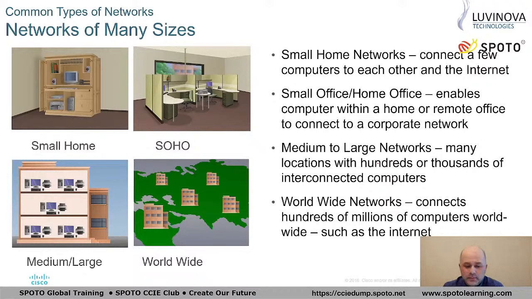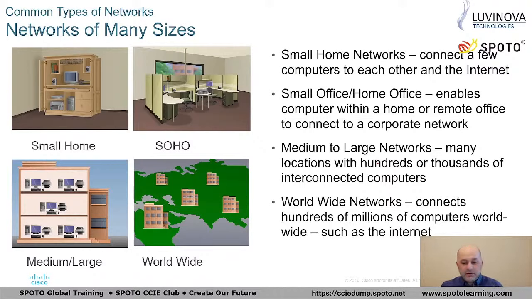Then we have a little bit larger network, but still small, as a company, and we call it SOHO. Small office, home office. Then we are moving forward, having medium or large companies, which are a small building or a medium-sized building or a really big building, a skyscraper. And then we have worldwide, the entire world of all communication channels and all computers, right?